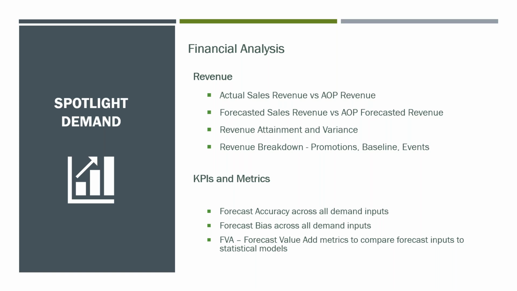Okay. And you can also look at your attainment, right? Am I hitting my numbers? What's the variance? You can look at the revenue breakdown based on promotions, baseline, events, what's your total lift, et cetera. Anything on the demand side you can bring into Spotlight and view it and report on it. And obviously you've got all the KPIs and metrics for demand: forecast accuracy, forecast bias, forecast value add. All these metrics are available within the Spotlight platform. Okay.